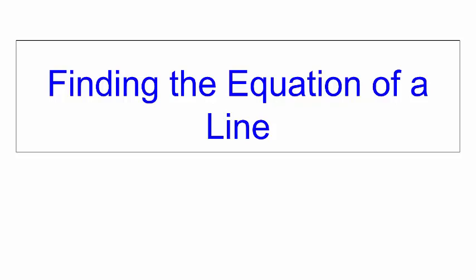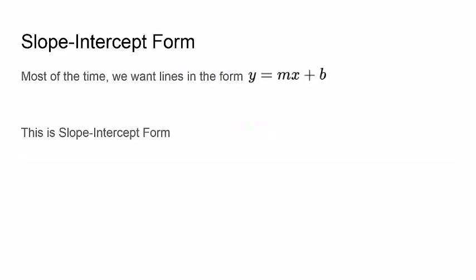This video covers finding the equation of a line. When we're doing an equation of a line, we typically want to use slope-intercept form, which is y equals mx plus b. M here represents the slope of the line, and you've been lied to your entire life here.